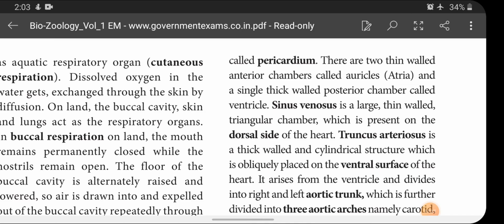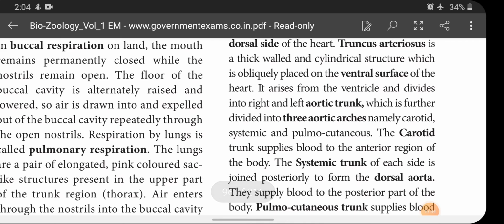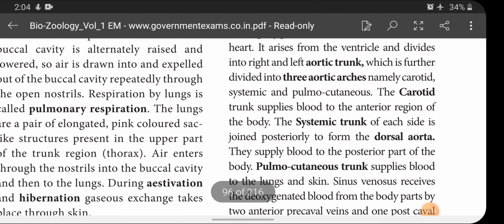It arises from the ventricle and divides into right and left aortic trunk, which is further divided into 3 aortic arches, namely carotid, systemic and pulmocutaneous. Carotid supplies blood to the anterior region of the body.